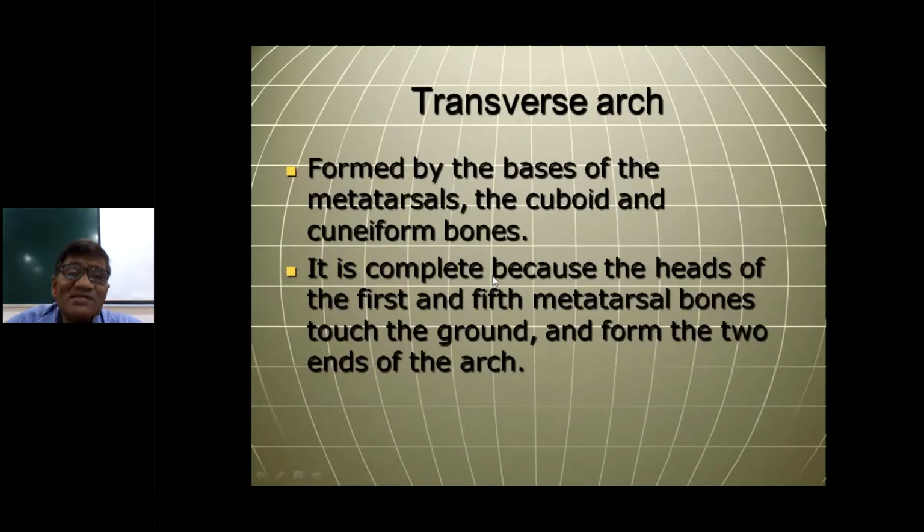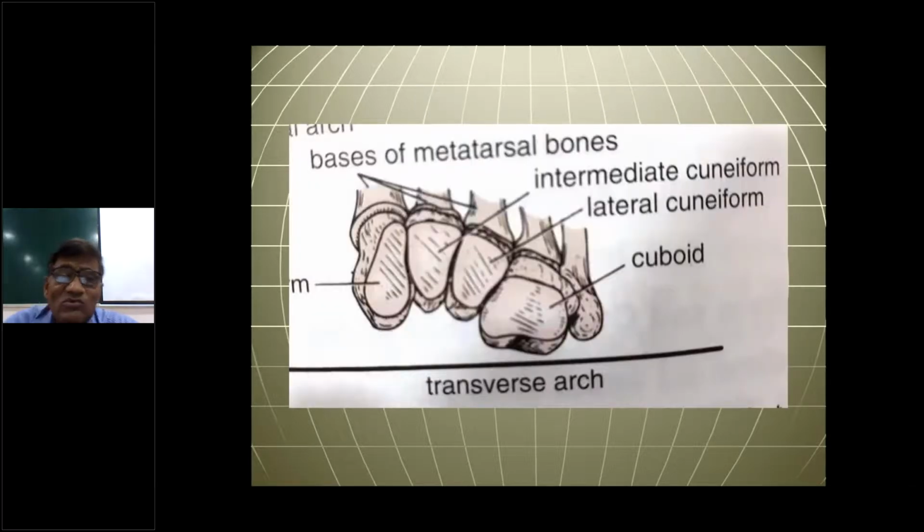Now let us learn about the transverse arch. Some books may describe two transverse arches, but actually there is only one which is important. So we will learn the transverse arch as one. Now, if we take a cross section through the middle of the foot, you will see all these bones are cut here. The three cuneiforms, the cuboid, and even the metatarsal bases are seen.